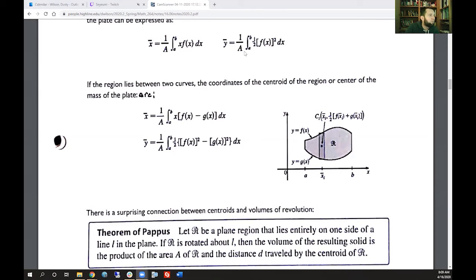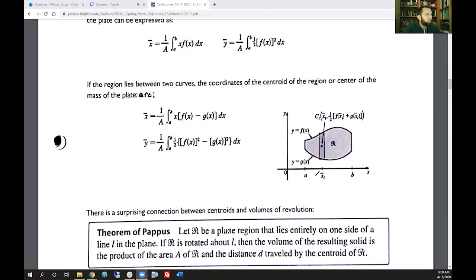The one cautionary note here is that for the y bar, this is not the same thing as f minus g quantity squared. So basically you find the y bar for the f function, you find the y bar for the g function, and you subtract them. So it's pretty easy to find.